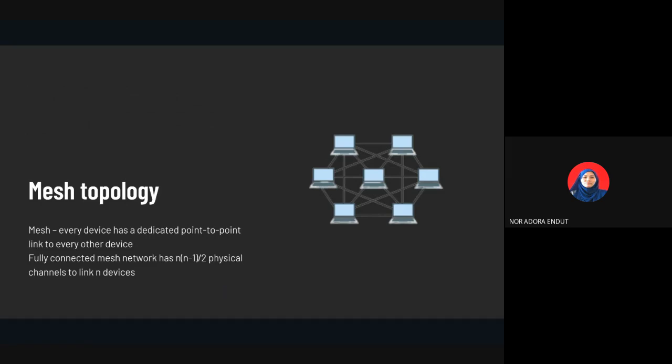Alright, let's look at the first one, mesh topology. When we call it mesh, every device has a dedicated point-to-point link to every other device. Everyone is connected to everybody. Okay, anybody want to tell me the pros and cons of this mesh topology?